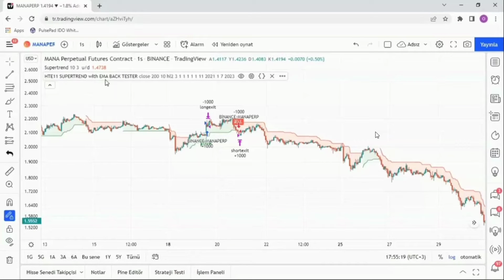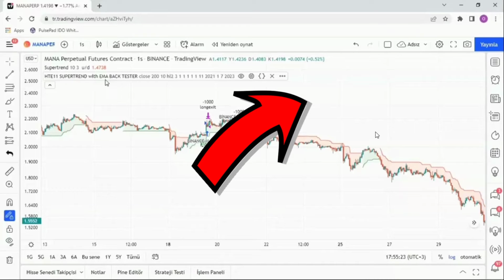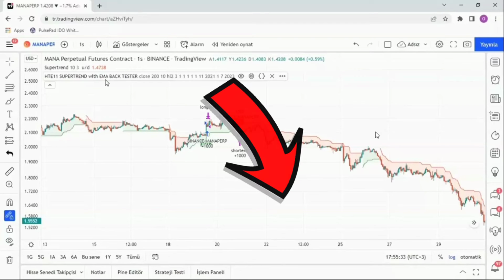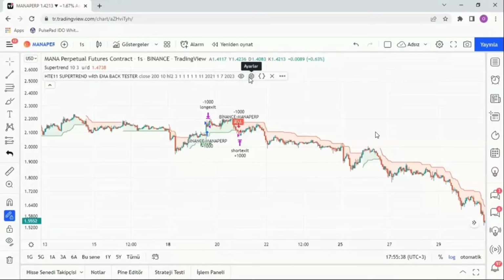If the price is above our EMA value, then we will consider that there is an uptrend and we will take only long positions with green colored Supertrend lines. And if the price is below the EMA, then we will consider that there is a downtrend and we will take only short positions with red colored Supertrend lines.